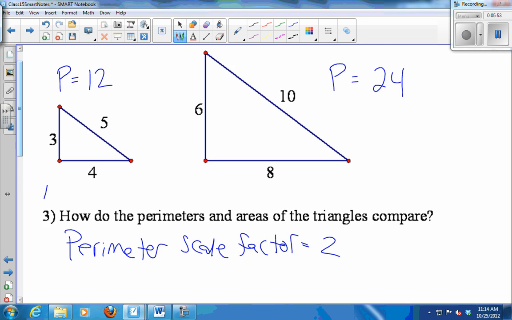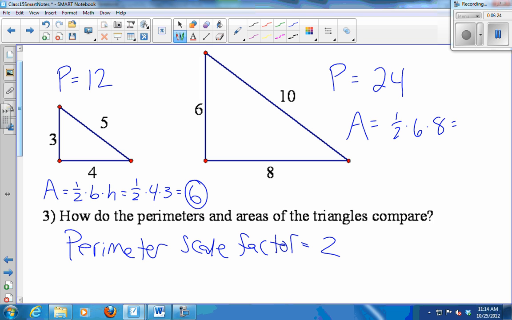All right, let's look at the areas. The area of a triangle is 1/2 base times height. And in a right triangle, we can use the legs that are perpendicular to be the base and the height. So my base would be 4 and my height would be 3. So what's my area? 6. Good. And then what's the area of this bigger triangle? 1/2 times 6 times 8. 6 times 8 is 48, and half of that is 24.